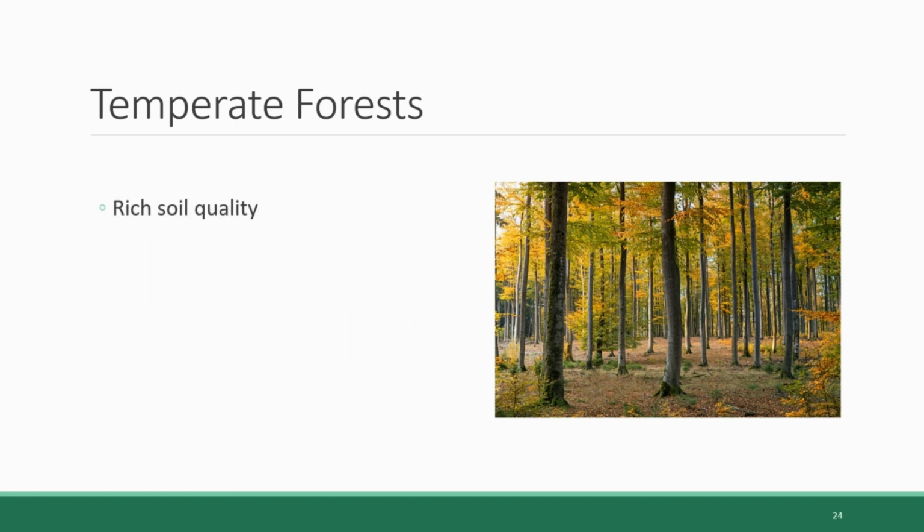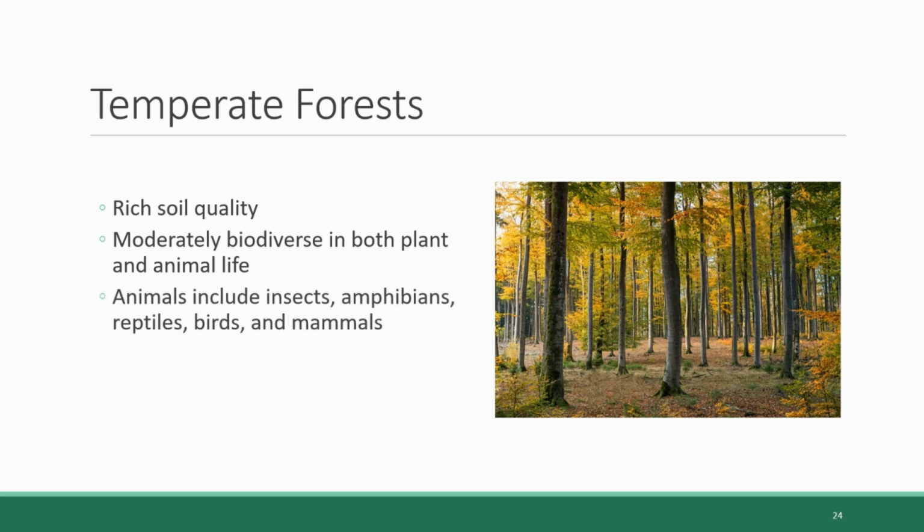And regardless of location, temperate forests are known for having a rich soil quality because they strike a balance between organic matter decomposing too quickly for organisms to access in the tropical zones versus too slowly, which happens in more polar regions. And that rich soil quality supports a moderately diverse community of plants, which in turn supports a moderately diverse community of animals. Animal life in temperate forests includes insects, amphibians, reptiles, birds, mammals.